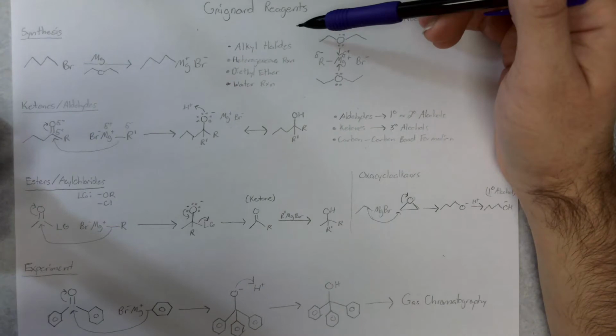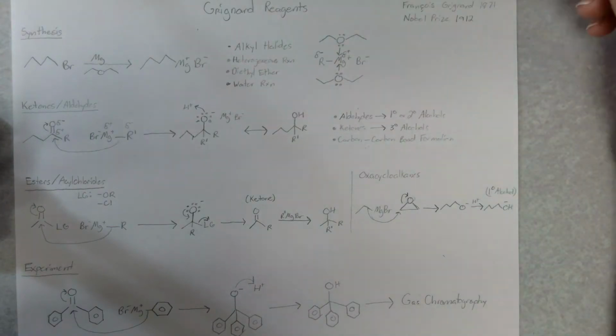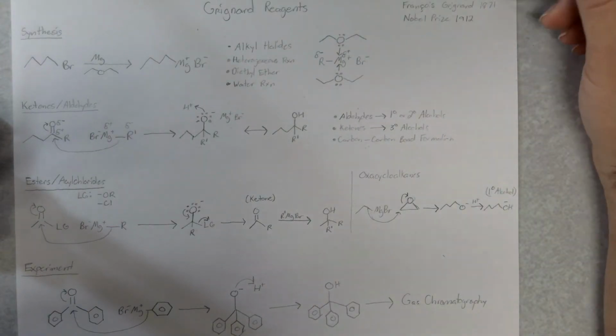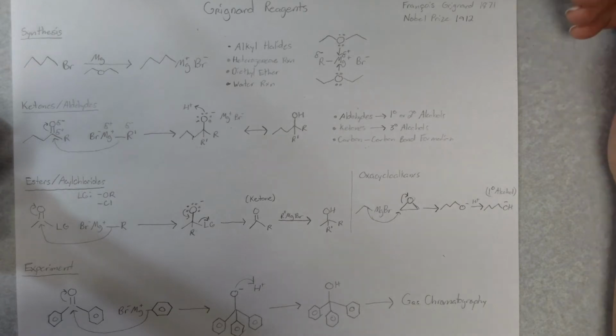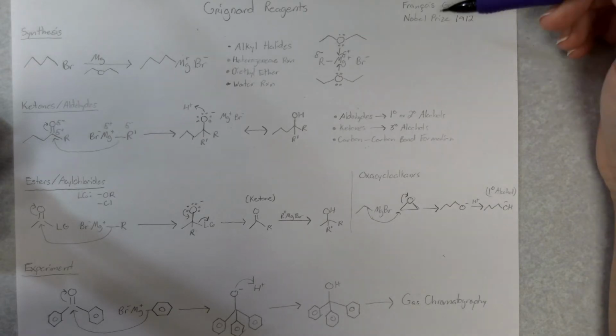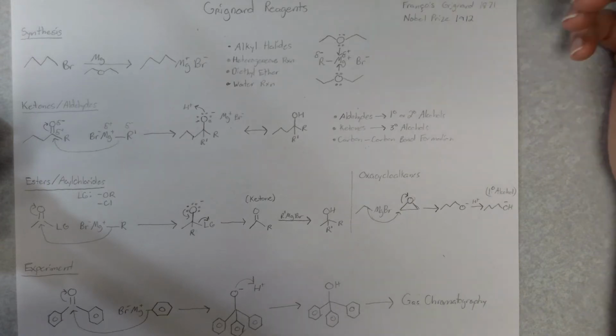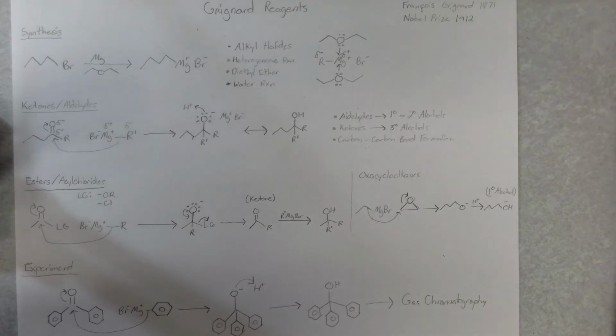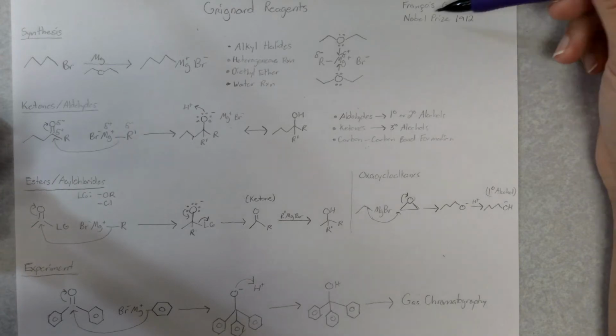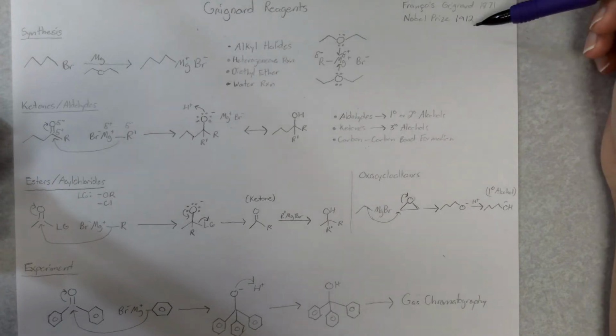Francois Grignard was a French chemist born in 1871 in France. At the suggestion of his mentor, his graduate professor, he pursued work with haloalkanes and magnesium, the reaction together with other carbonyl containing reagents. And eventually he went on to win the Nobel Prize in 1912, so I'd say that worked out pretty well for him.